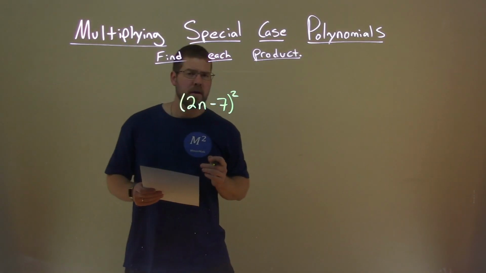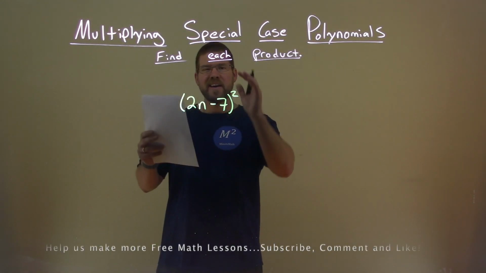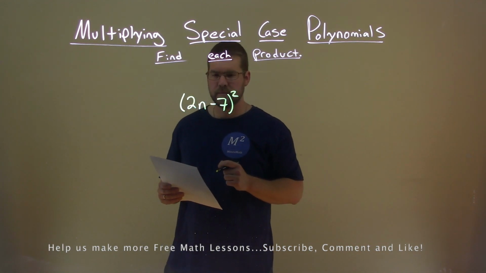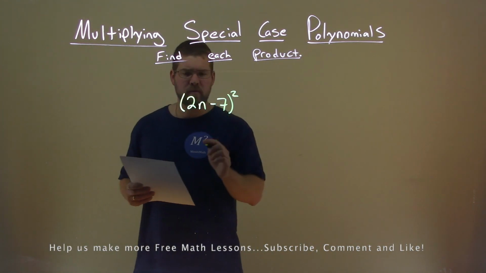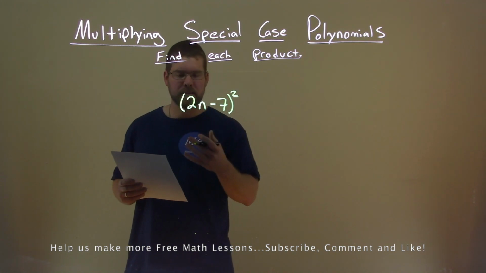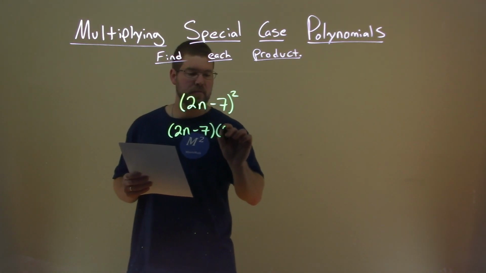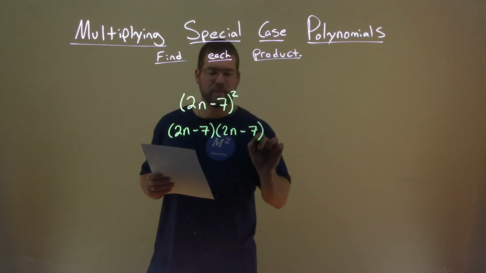We're given this problem right here, (2n minus 7) all squared, and we need to find the product. But what we know about something being squared is it's being multiplied by itself. So we can write this as 2n minus 7 times 2n minus 7.